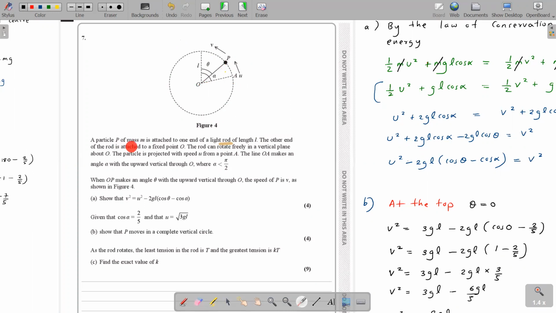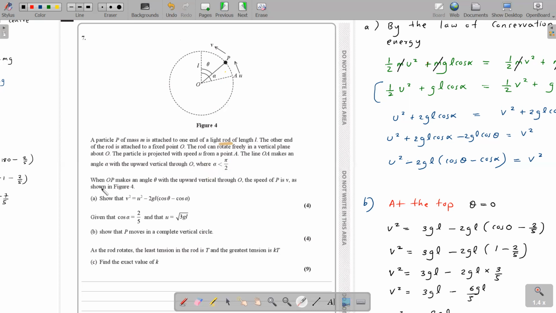They say here particle P of mass m is attached to one end of a light rod of length L. Okay, so this is the rod, the length is L. The other end of the rod is attached to fixed point O. The rod can rotate freely in a vertical plane about O. The particle is projected with speed u from a point A. So guys, can you see this is the point A and you are projecting the particle with speed u from point A. The line OA makes an angle alpha with the upward vertical through O where alpha is smaller than pi over 2. So that means it's an acute angle.